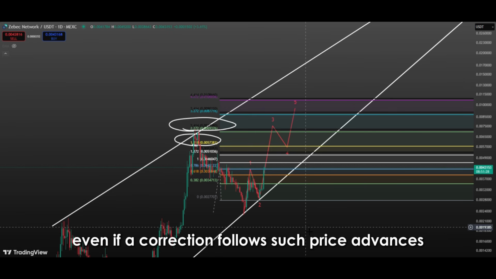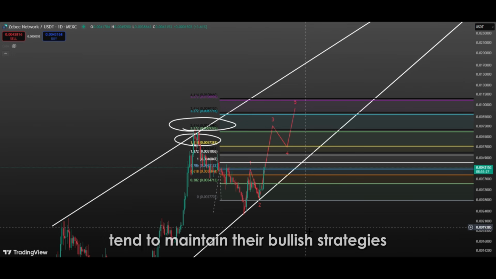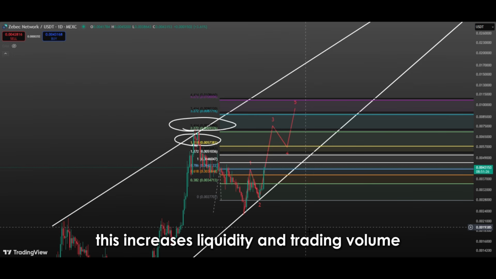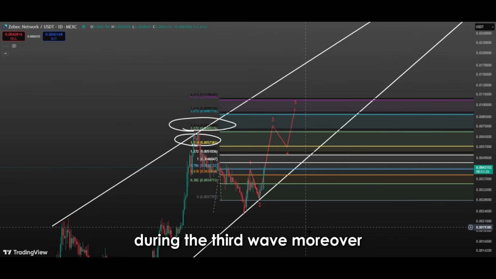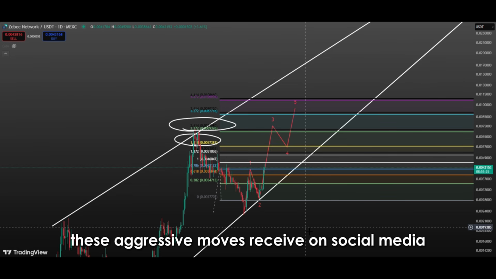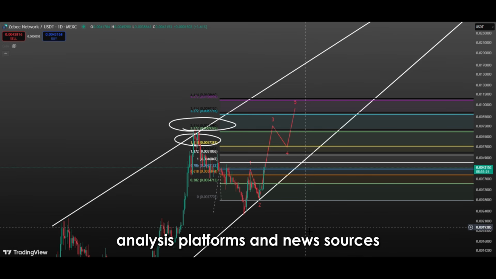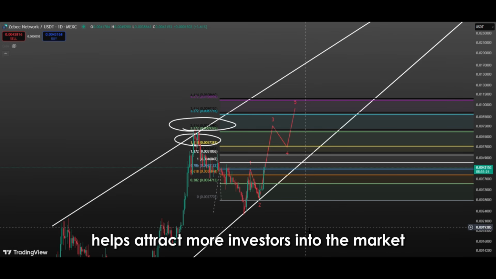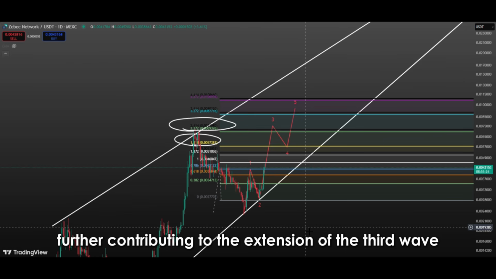Investors, even if a correction follows such price advances, tend to maintain their bullish strategies, believing that the overall structure will continue upward. This increases liquidity and trading volume during the third wave. Moreover, the widespread attention these aggressive moves receive on social media, analysis platforms, and news sources helps attract more investors into the market, further contributing to the extension of the third wave.